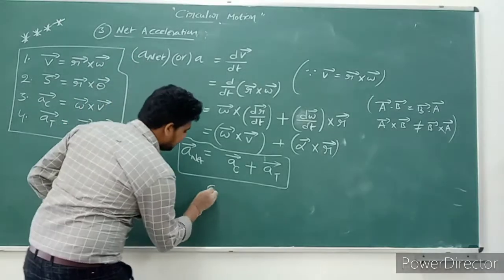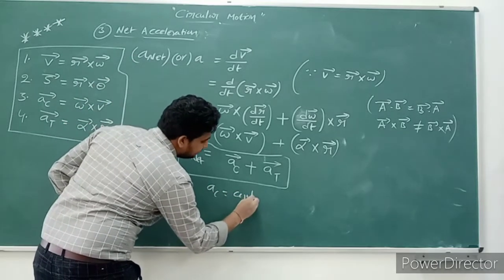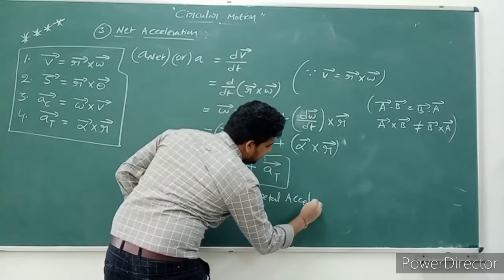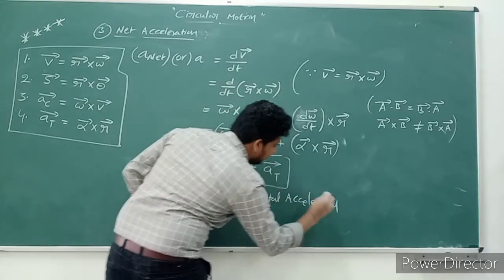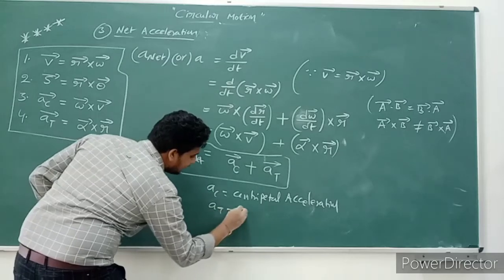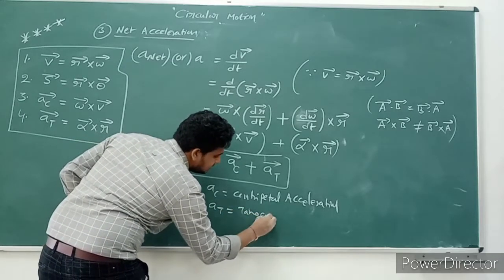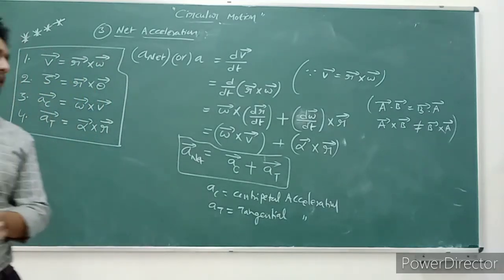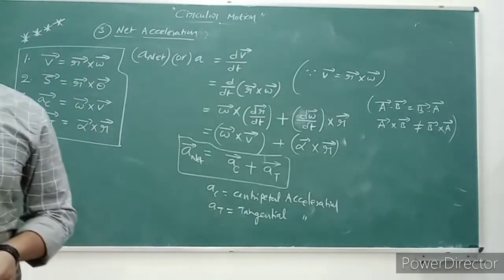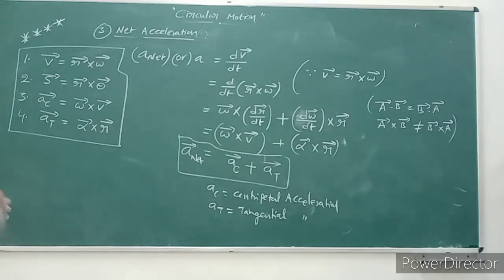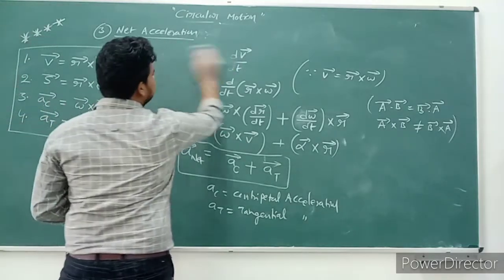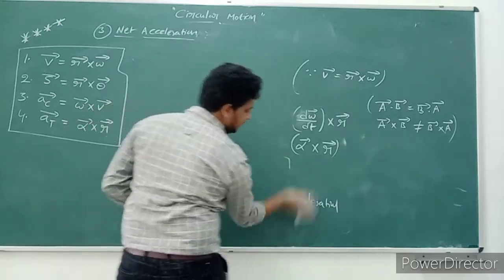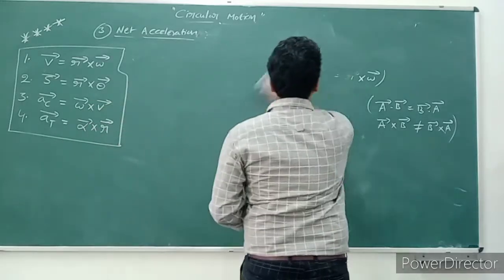Here AC means centripetal acceleration. AT means tangential acceleration. Next we are going to discuss directions. How do we indicate the directions of these?